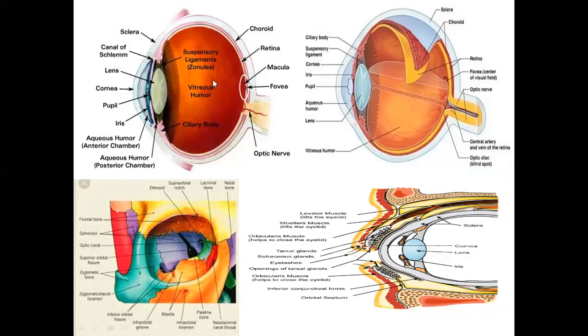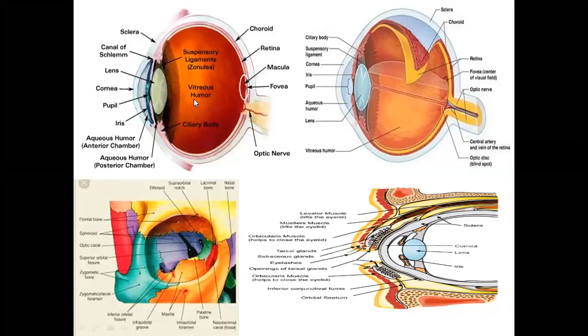So we have three important layers. One is the fibrous layer. The fibrous layer forms the sclera, which forms the majority of the fibrous layer, and the cornea forms only 1/6, while the sclera forms 5/6 of the fibrous layer. And after that we have the vascular layer. The vascular layer is called the choroid. It actually covers the eyeball, and it also forms the ciliary body and the iris. This is a layer which contains connective tissue and blood vessels, and it provides the nutrition to the eyeball. And third is the neural layer.